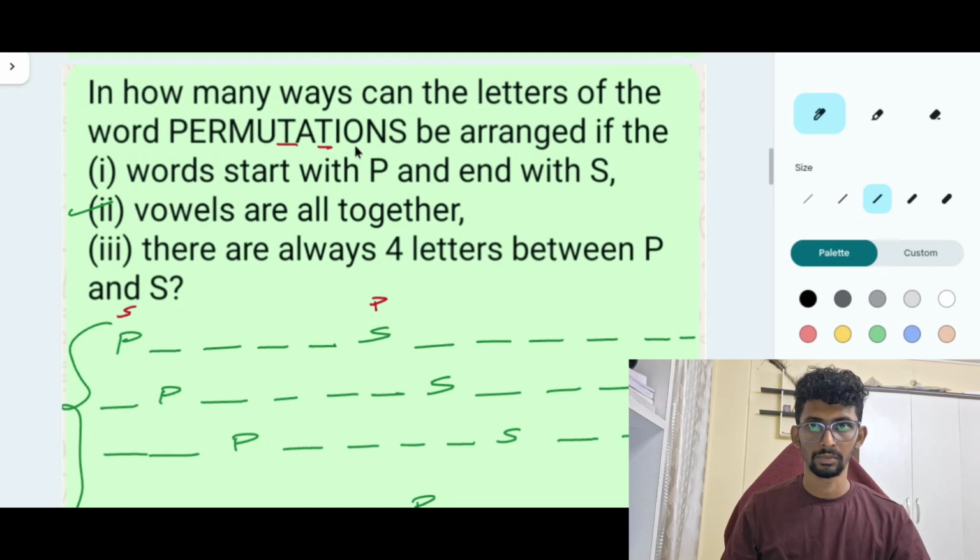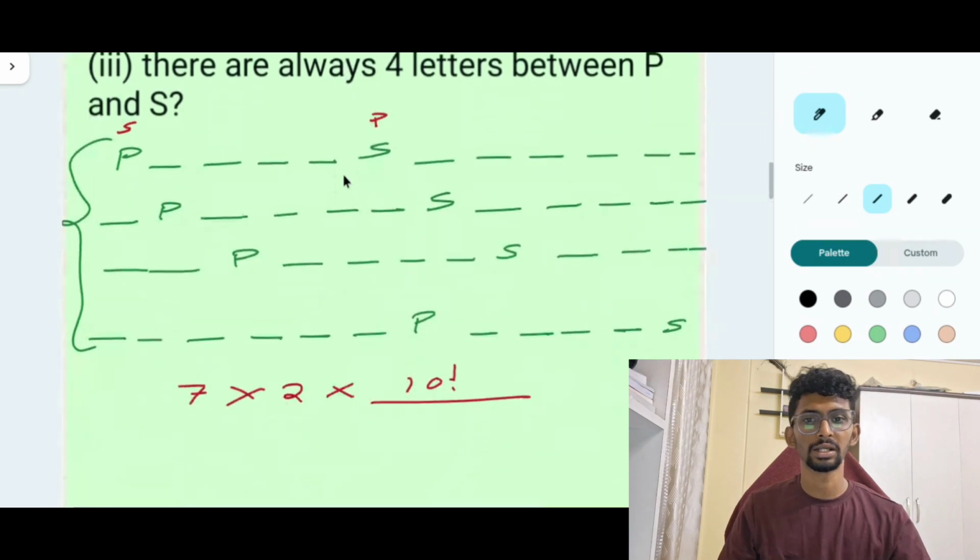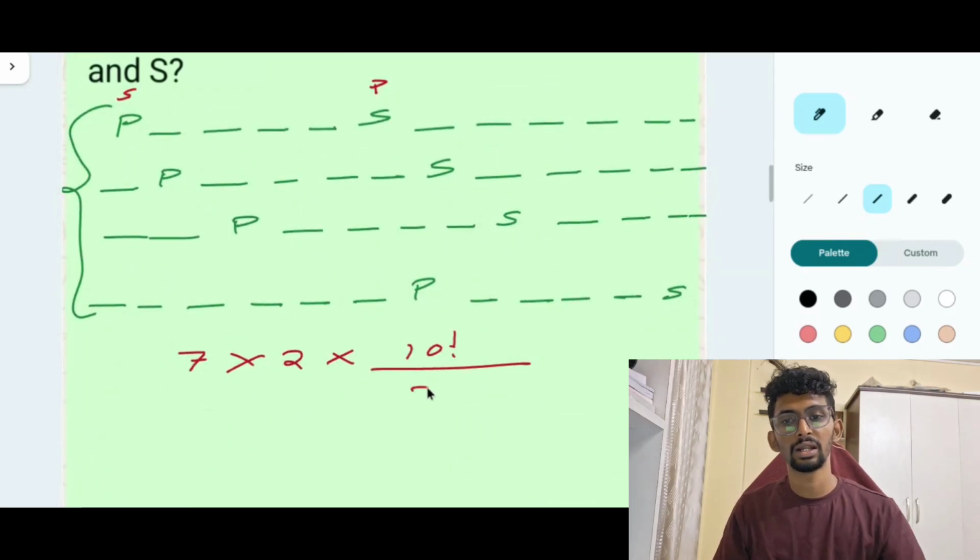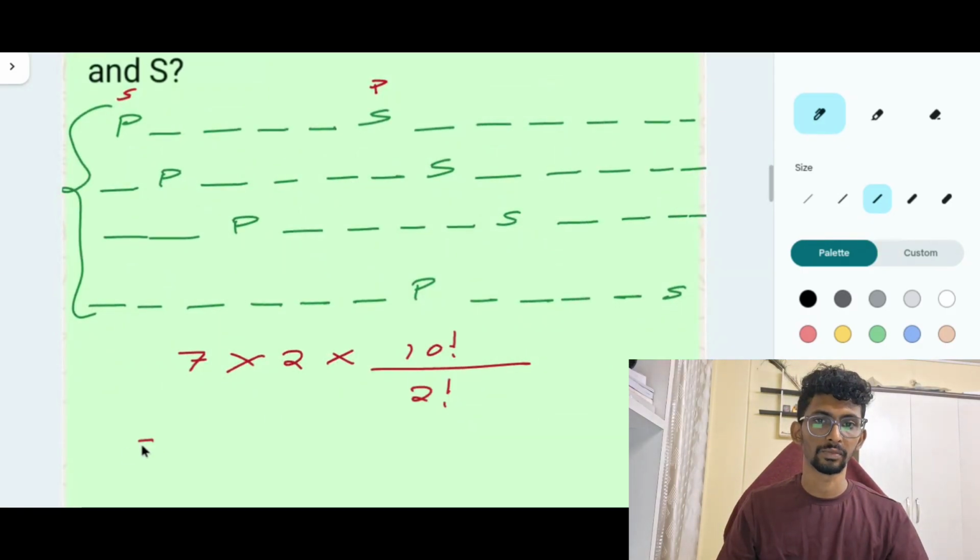Yeah. I didn't get any other letter which is repeating. So 10 factorial by 2 factorial. So this will be our answer. Just simplify it, you will get the answer.